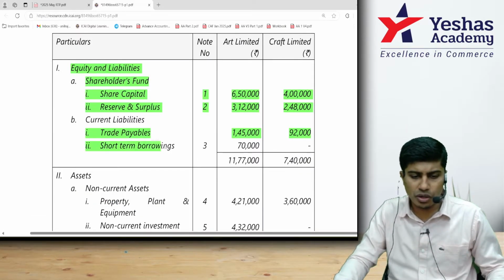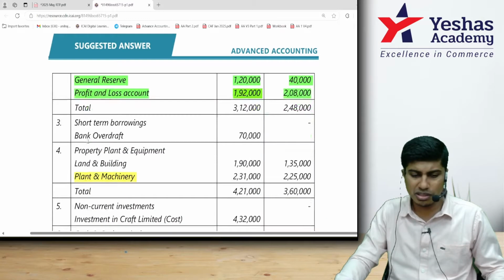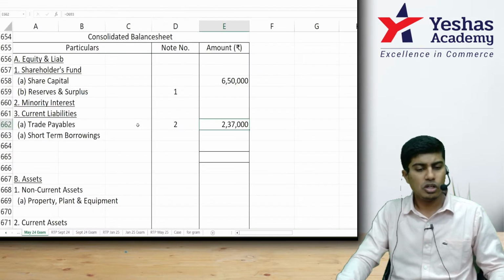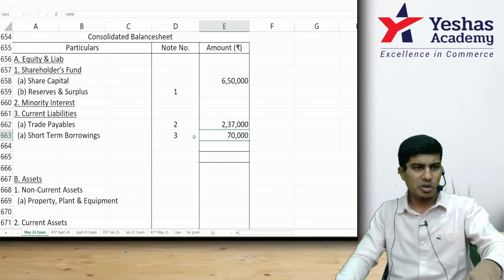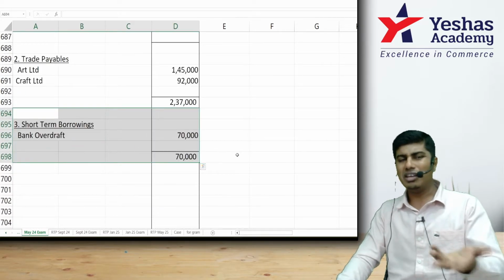What do we have after this? Next we have short-term borrowings. How much is our short-term borrowings? 70. This is of the holding company. Have a look at note number 3. There is only a bank overdraft of 70. And in the process of consolidation, we are not making any adjustment. So I straight away write short-term borrowings, note number 3, 70. Because I have written note number 3, I will open one note and dump the amounts here. But in fact, it is not required.